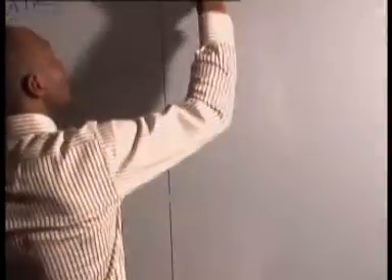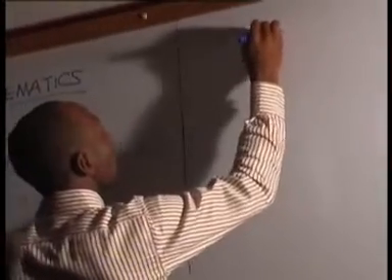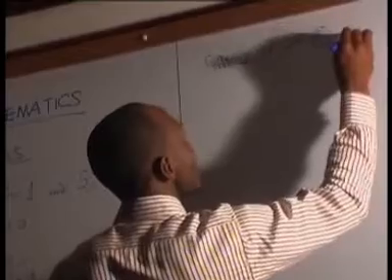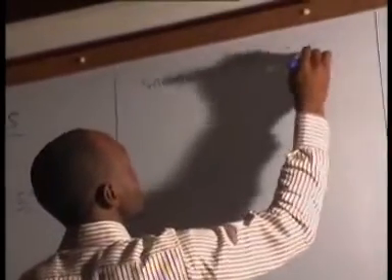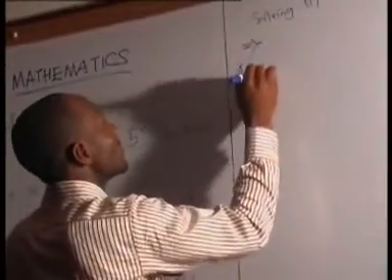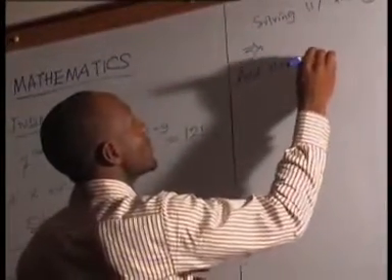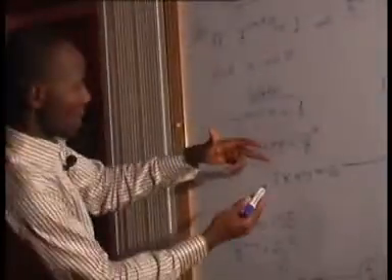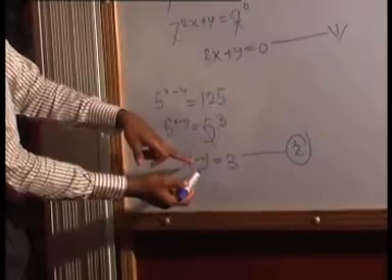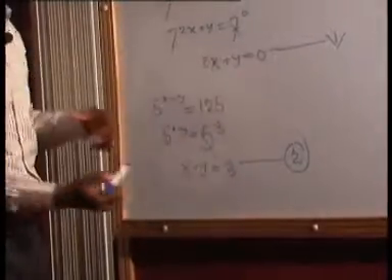So we now solve equation 1 and 2 simultaneously. Simultaneously means at the same time. You're going to have it this way. Let's add equation 1 and equation 2 together. If you add equation 1 and 2, that means you are adding 2x plus x, you are adding y minus y, and you are adding 0 plus 3.